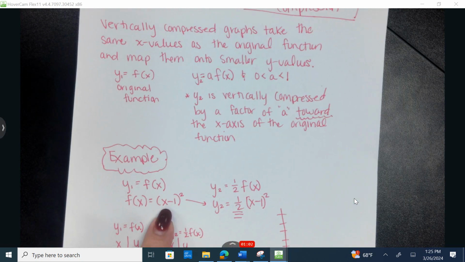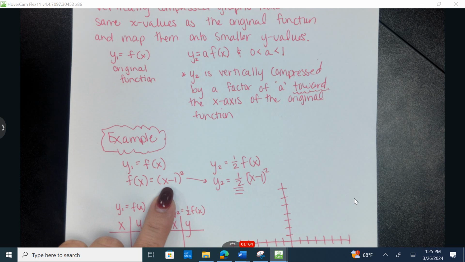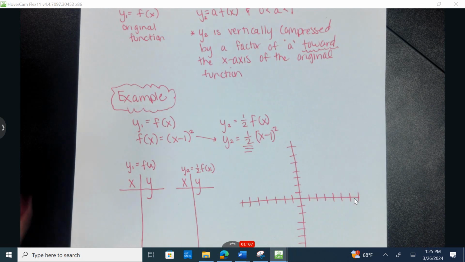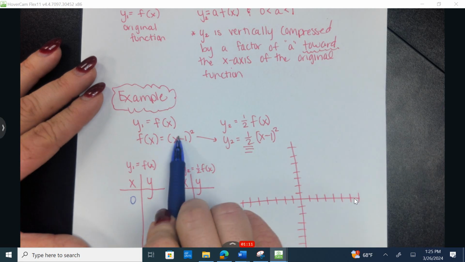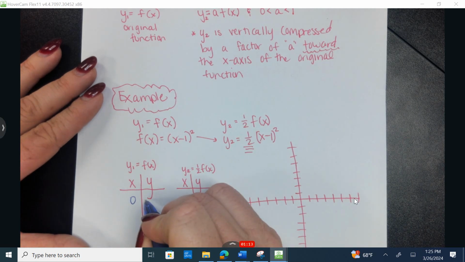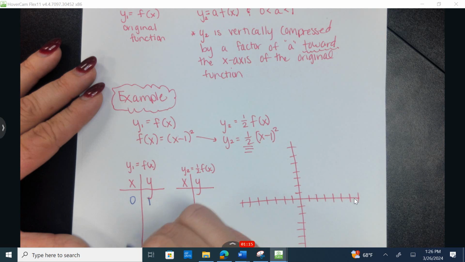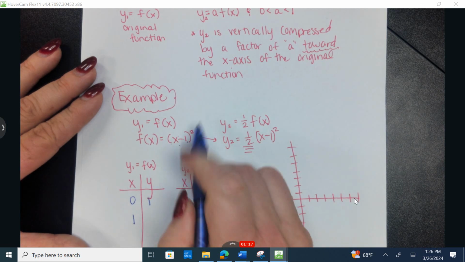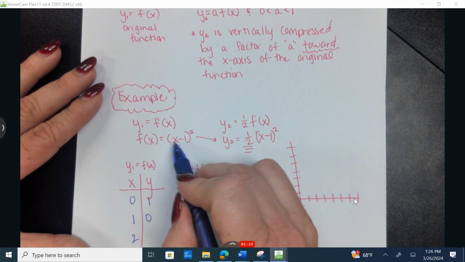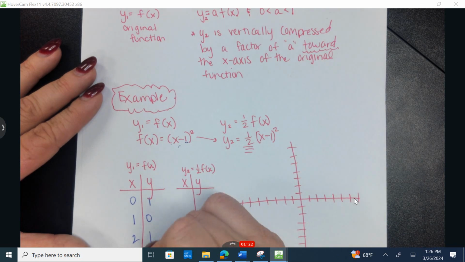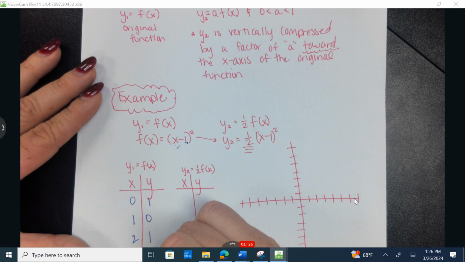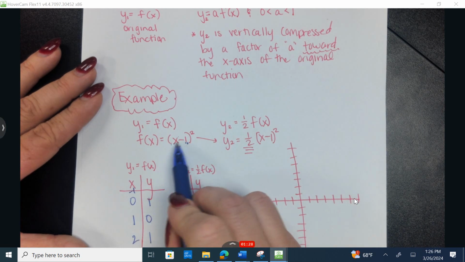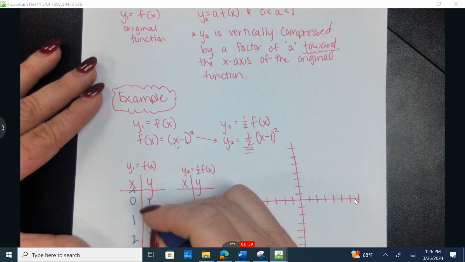Let's say this is our original function. I'm going to graph it by coming up with some x and y values. Let's start with 0. 0 minus 1 is negative 1. Negative 1 squared is 1. Let's go to 1. 1 minus 1 is 0. 0 squared is 0. Let's go to 2. 2 minus 1 is 1. 1 squared is 1. Notice this. If I go to 3, 3 minus 1 is 2. 2 squared is 4. Now watch this. If I go to negative 1, negative 1 minus 1 is negative 2, and negative 2 squared is 4.